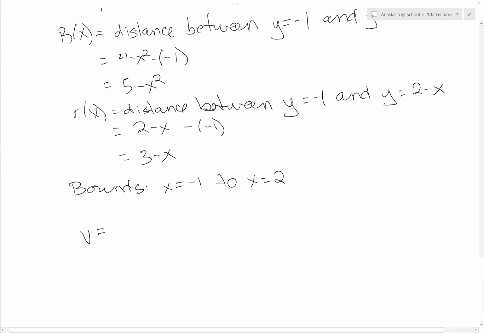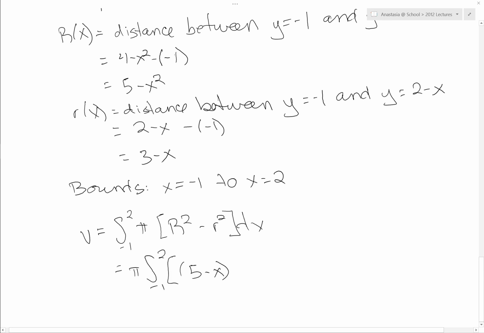So our volume then is going to be the integral from -1 to 2 of pi times big R squared minus little r squared dx. Let's pull the pi out: -1 to 2. Big R of x is 5 minus x squared, all of that squared, and then minus little r of x, which is 3 minus x, squared, dx.